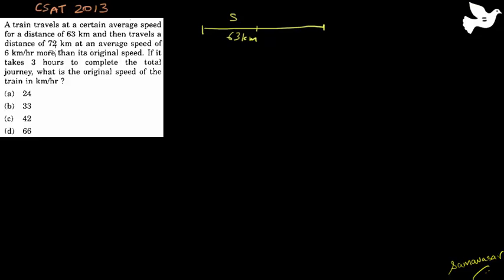Then it says it travels a distance of 72 kilometers at an average speed of 6 more than the original speed. So s plus 6. Then it says if it takes 3 hours to complete the total journey, so the total time taken is equal to 3 hours. What is the original speed of the train? That is, I have to calculate this s.